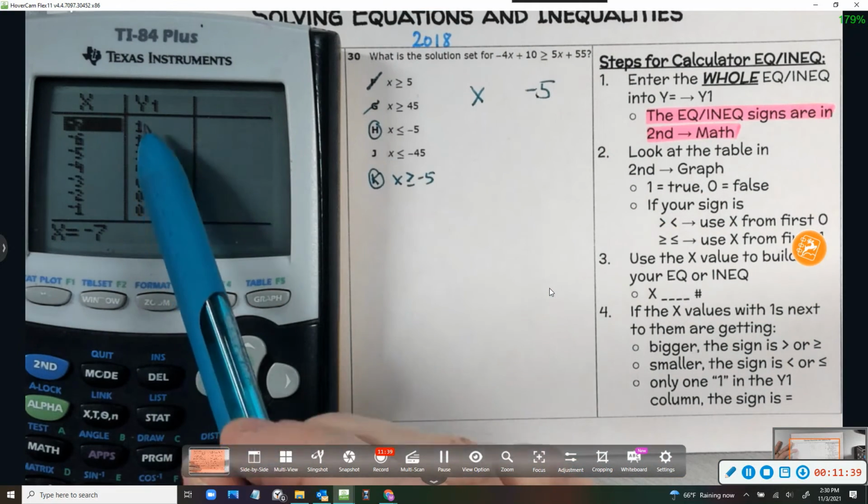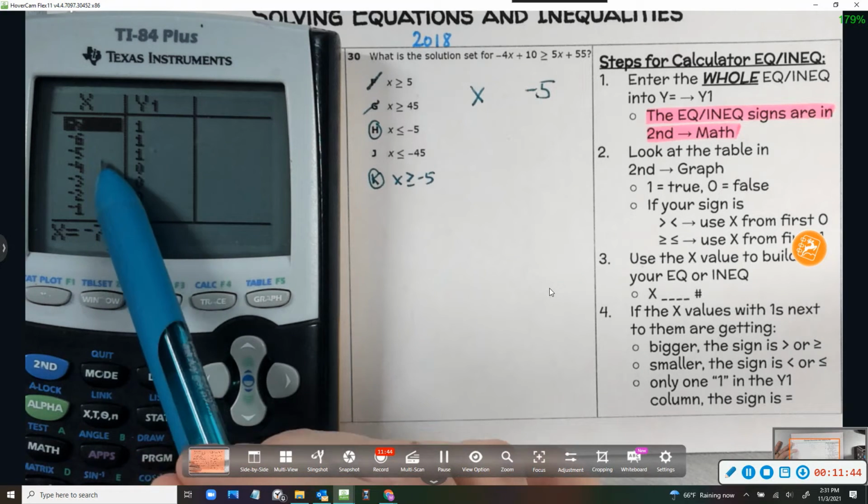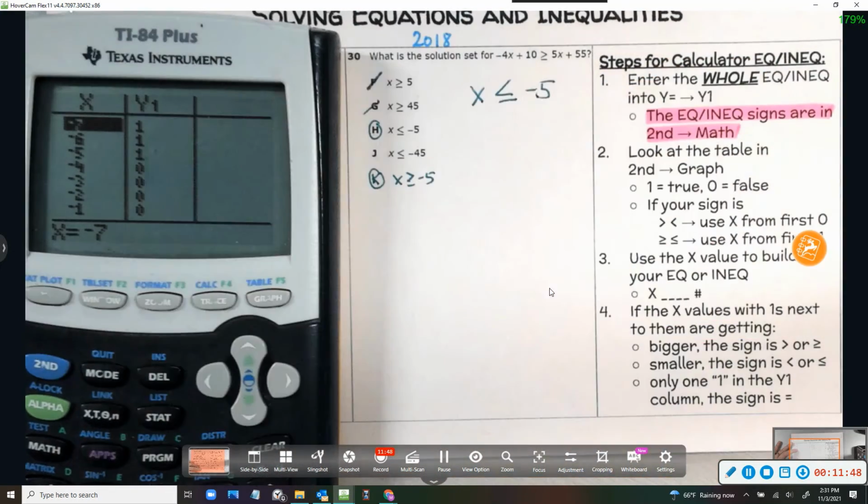And so I'm going to look at these numbers. You see how my 1s are going up here? What's happening to the values of these numbers? Are they getting bigger or smaller? They're getting smaller, so it's less than or equal to. If they were getting bigger, it'd be greater than or equal to.